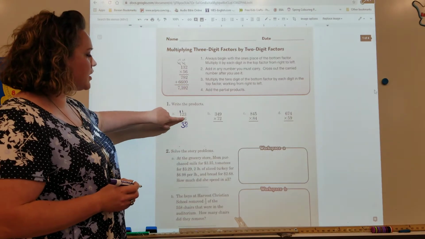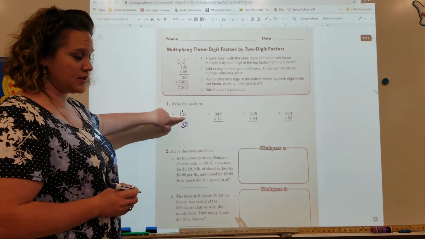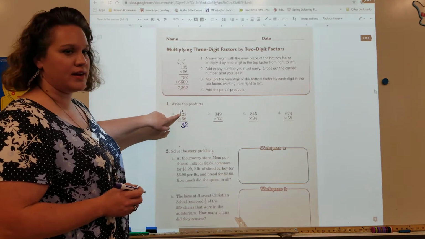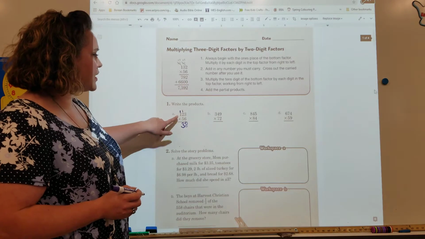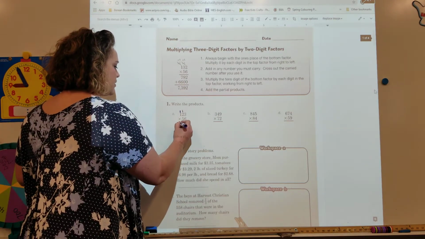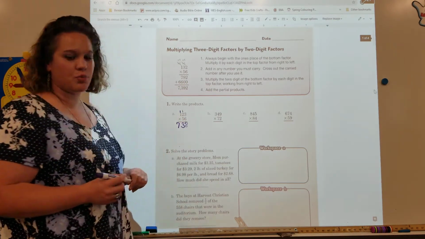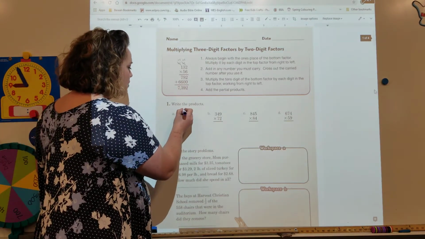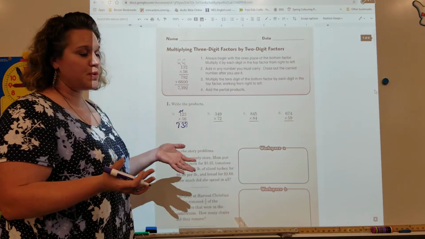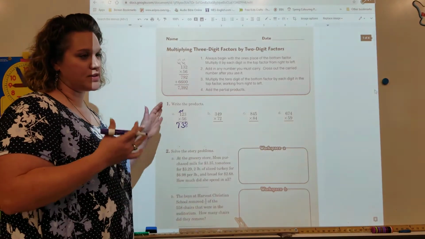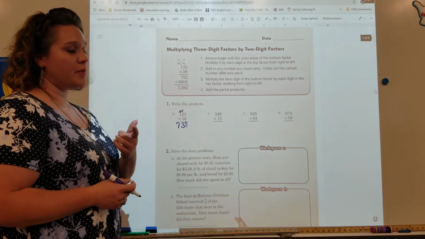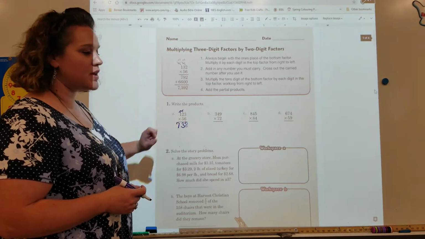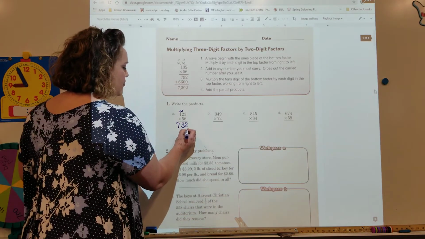Now remember, I'm still looking at this bottom digit, the 6 in the ones place. I'm multiplying by that 6. 6 times 1 equals 6. Plus 1 equals 7. So our first partial product is 738. Now I'm going to cross out the ones that I've already used because I don't want to get confused on which ones I'm carrying. Now, remember, because I've already multiplied the ones place, and now I'm going to multiply by the tens place in that bottom factor, I'm going to save my spot.